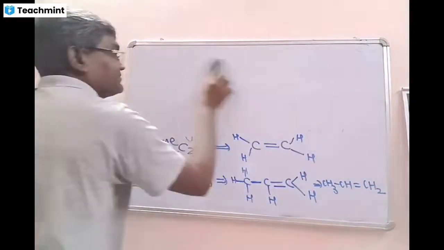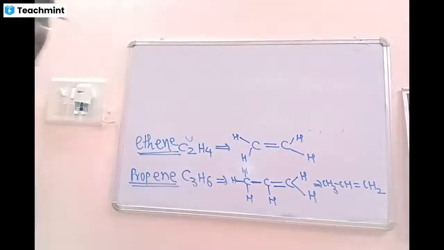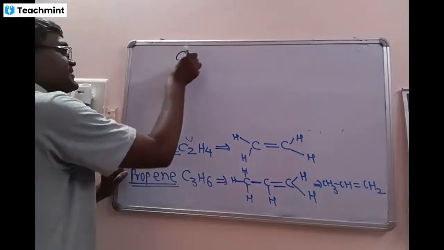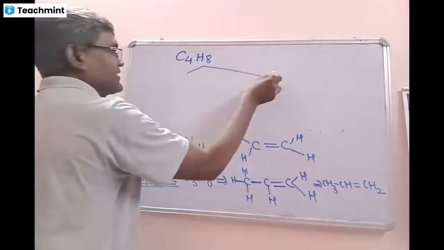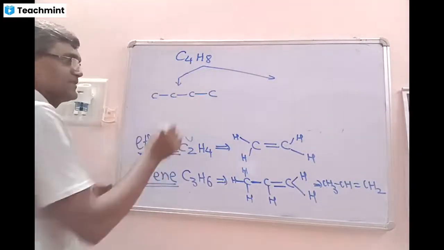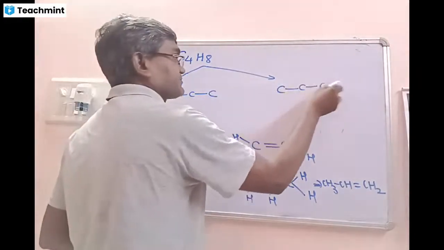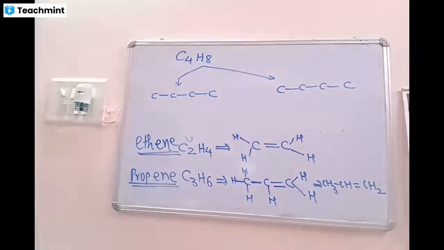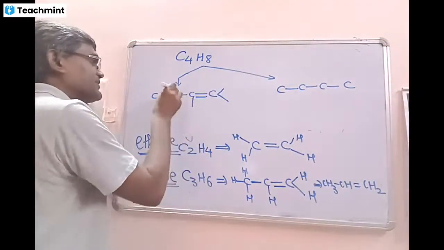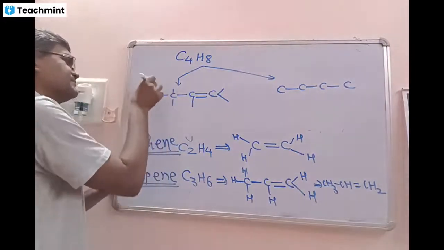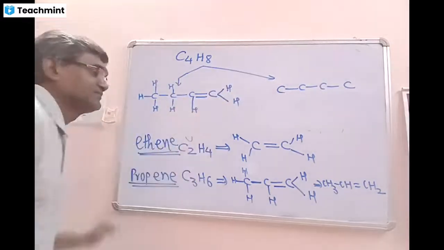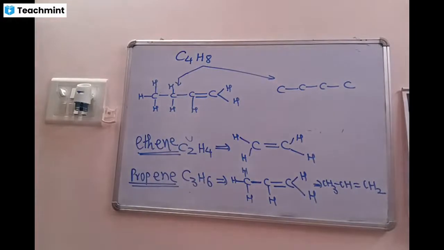So what should be the name? If there are four carbon atoms and in between them there is a double bond, then that will be butene, right? C4H8. Now this can be represented in two ways. See here, 1, 2, 3, 4. So here also the four carbon atoms, right? Now if I put the double bond here, then here are two hydrogen, here single hydrogen, here two, and here three. Let's count the hydrogen atoms. 8. Is it 8? Okay.